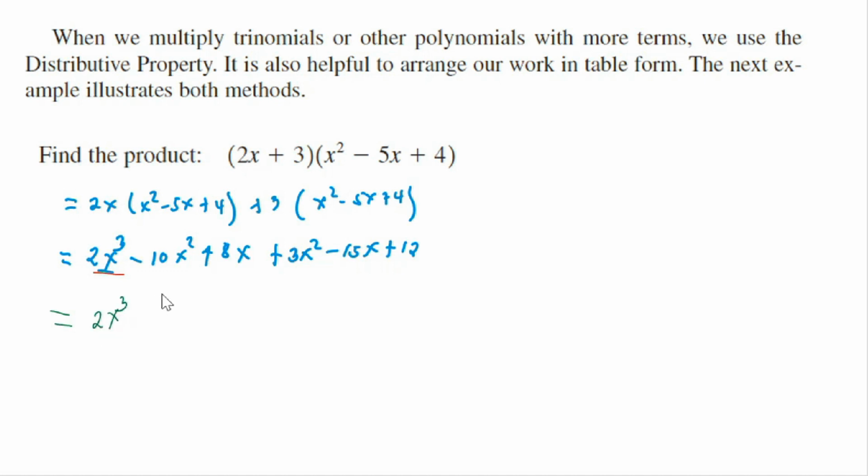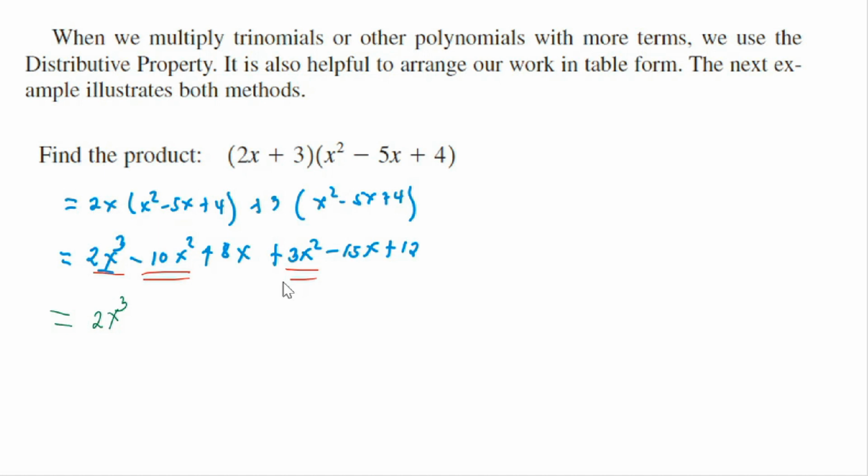Next, we have to look now at the power of 2. So we have negative 10x squared, and we also have positive 3x squared. Since they are the same x squared, we are going to combine their coefficients. In combining these coefficients, since it is negative 10 and positive 3, we are going to subtract. You subtract if they are of different sign.